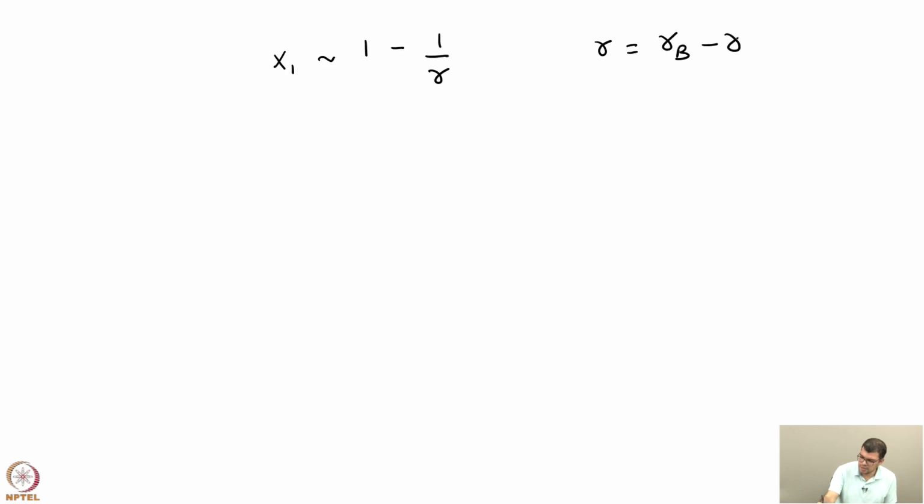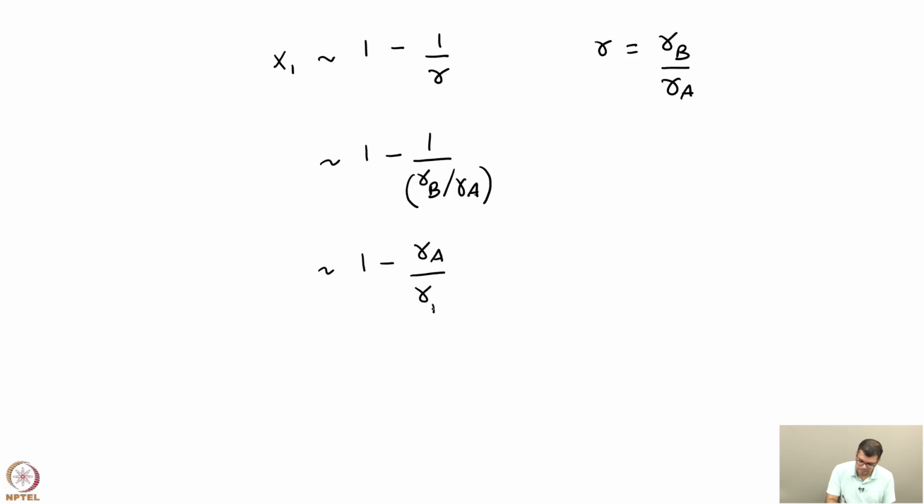Okay, we are almost there. So, x1 is approximately equal to 1 minus 1 upon r, where r is equal to Rb divided by Ra. So, if I substitute that here, x1 is equal to 1 minus 1 upon Rb by Ra. This can be written as 1 minus Ra divided by Rb, which can be written as Rb minus Ra divided by Rb.